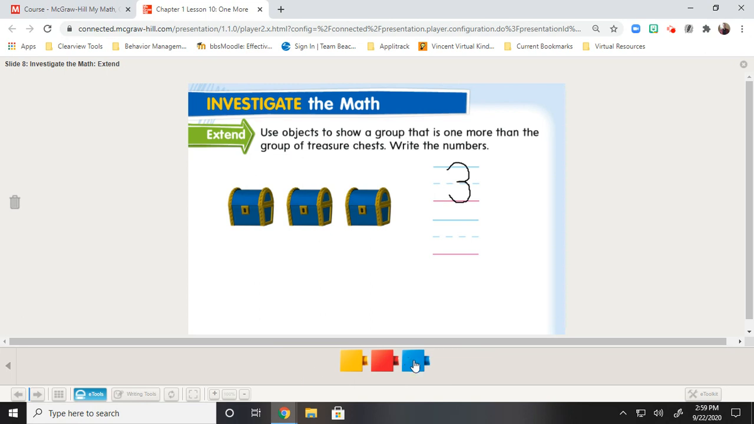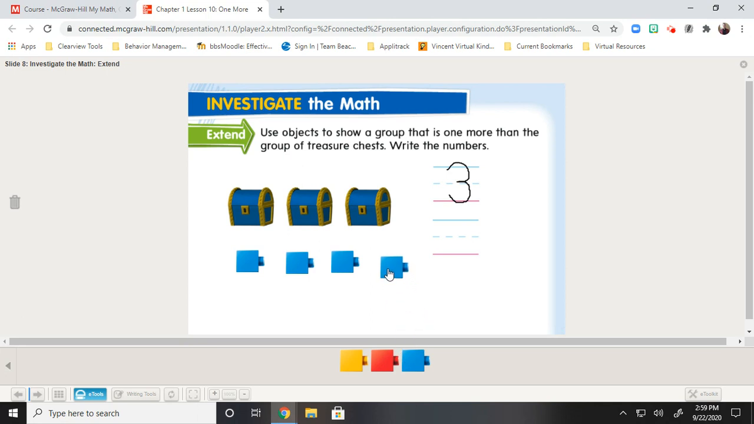Okay, now I'm going to use some cubes. I'm going to use the blue cubes to show one more than. So I put 1 cube here, 1 here, and 1 here. So now I have 1, 2, 3, which is the same as or equal to our group of treasure chests. But of course, we need one more.